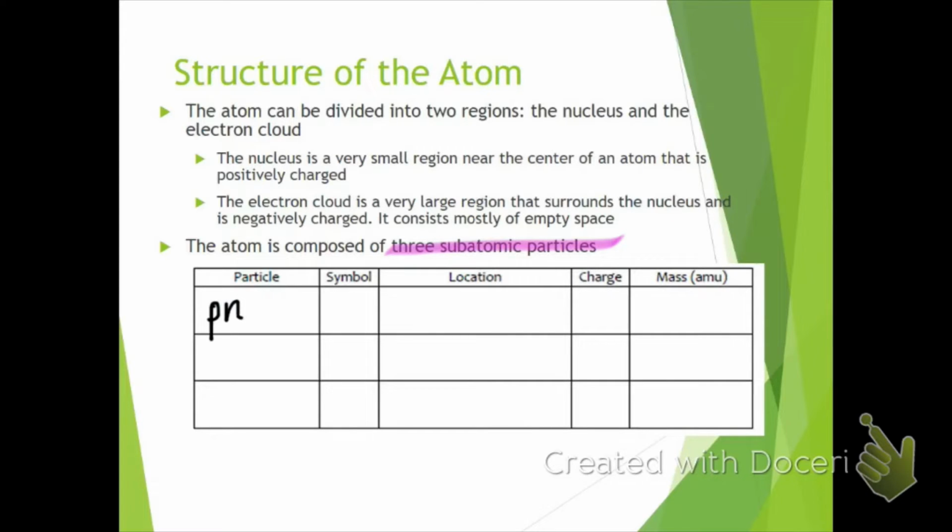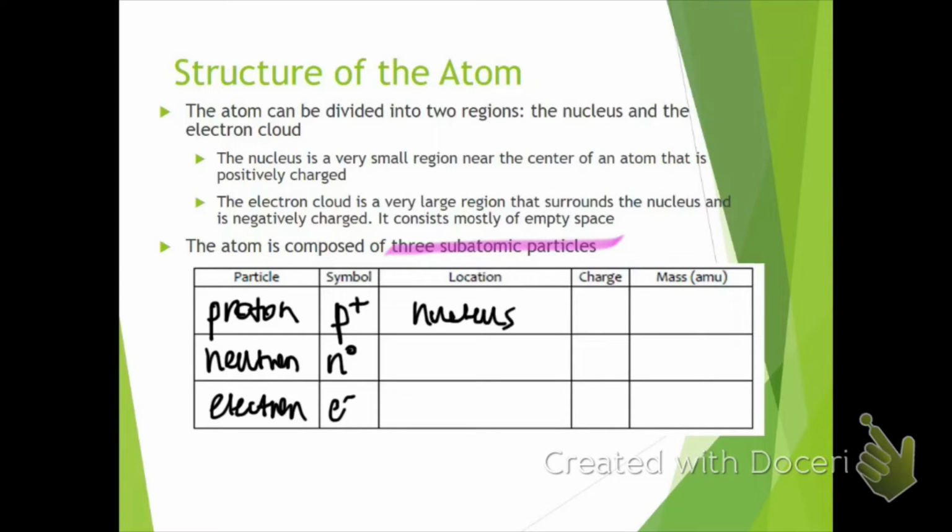We have protons, neutrons, and electrons. We've seen a couple of these symbols before. Electron, we use e-, proton a p+, and neutron an n. Sometimes we put that little 0 up there. In the nucleus, we have our protons and neutrons, and then the electrons are out in the electron cloud. As we said, talking about Coulomb's law, protons have a positive charge, neutrons are neutral, electrons are negative.